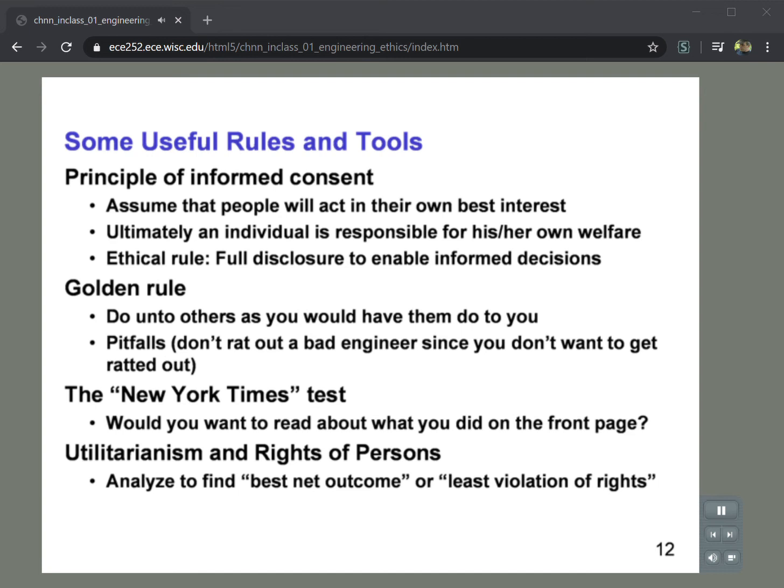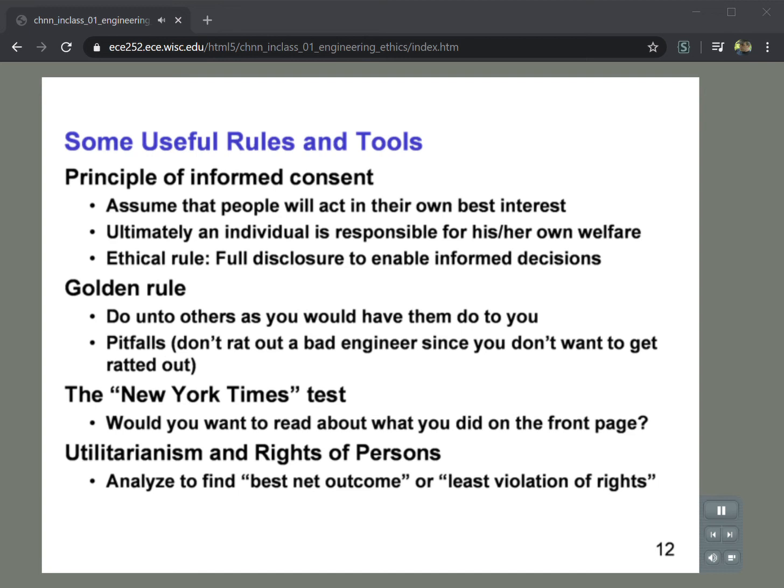Another thing to think about is what's called the New York Times test. If you're engaging in activities and doing work that you think might end up on the cover of the New York Times if it comes out into the open, maybe you should be thinking a little bit more carefully about whether that's something you want to engage in or not.